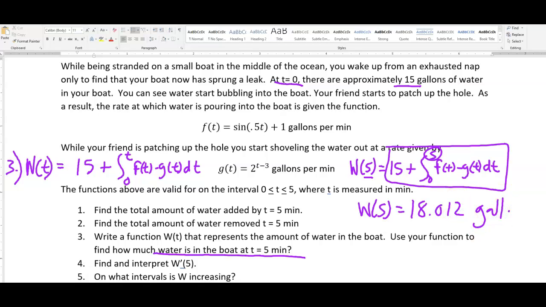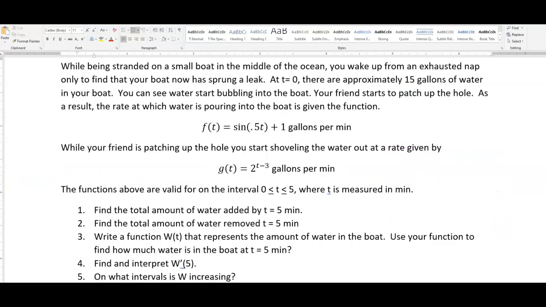So it seems like we're losing the battle here against the water coming into our boat. We started with 15 gallons, and 5 minutes later, we now have 3 more than what we started with. So the water must overall be coming in at a faster rate than it was leaving. But let's continue. Number 4, find and interpret W prime of 5.